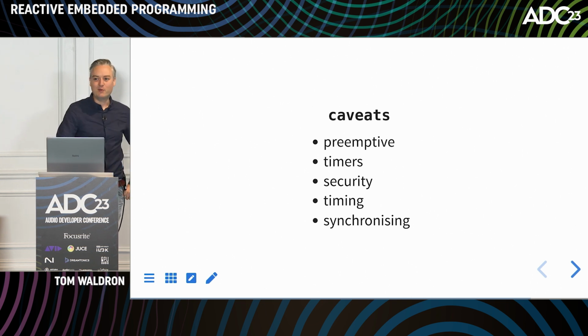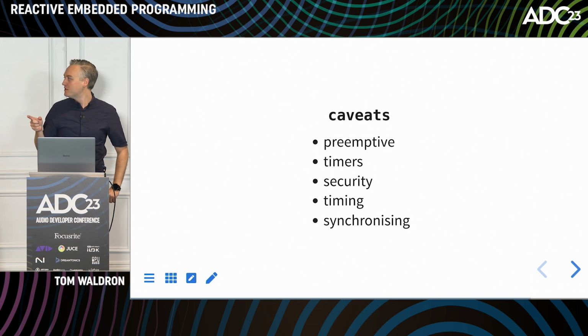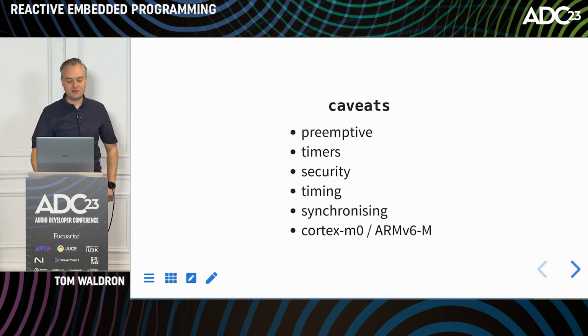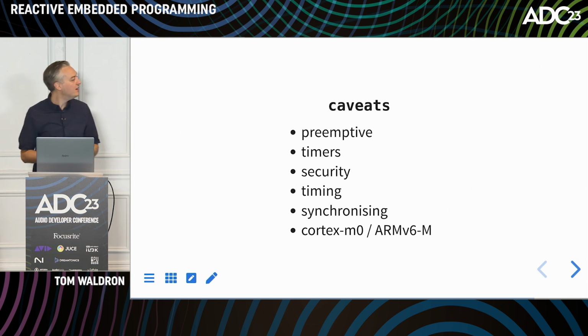You also want to think about synchronizing. If you're sharing any data between your interrupts or between your interrupt and the background loop, then you need to think about synchronization. I should also mention Cortex M0 and ARM v6M. They don't have exclusive load and store instructions, so if you were just using std::atomic, you wouldn't be lock-free. And that's kind of important.